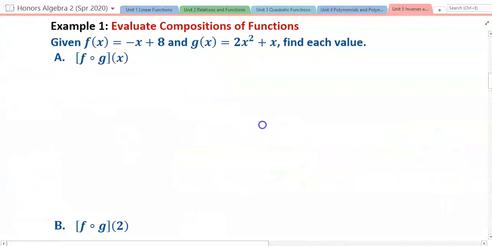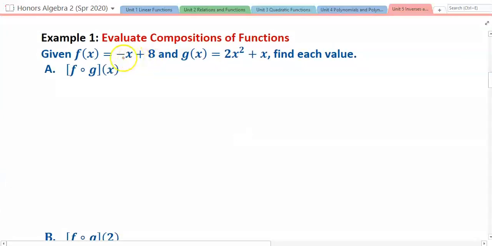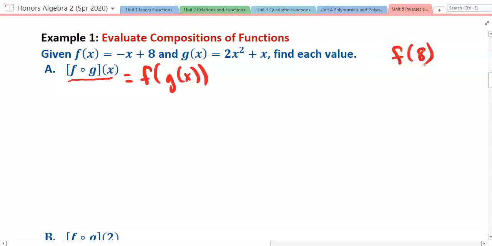Let's say we're given the following two functions. f of x is negative x plus 8, and g of x is 2x squared plus x. And we're asked to find f of g of x. Now, I will tell you with compositions of functions, the easiest thing to do here is rewrite this so you see which function is outside and which function is inside, because that will help you understand which function is going to go inside the other. Because think about with functions, right? If I do f of 8, what would I do with that 8? I would plug it in to the x in the f function. But here, I'm going to take the entire g of x function and plug it into the f function.